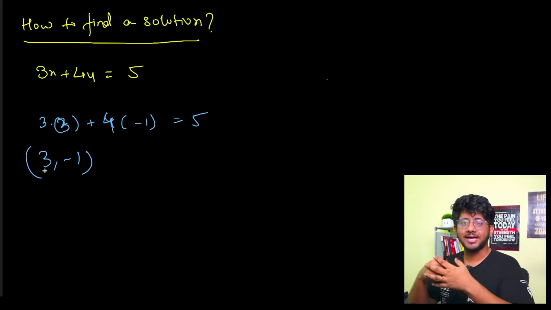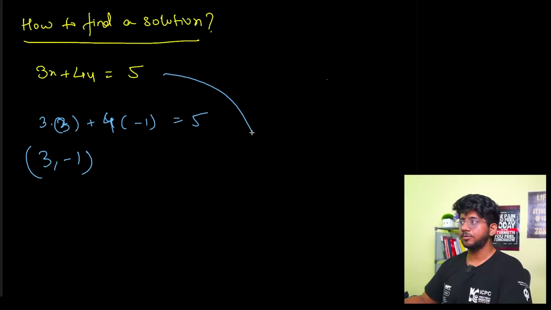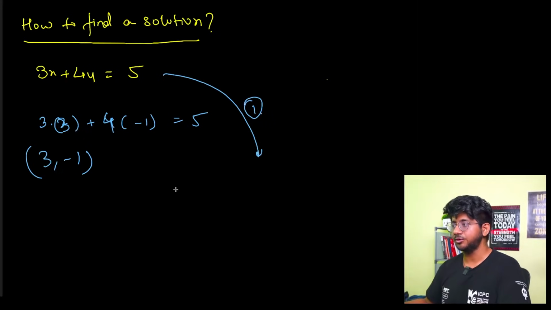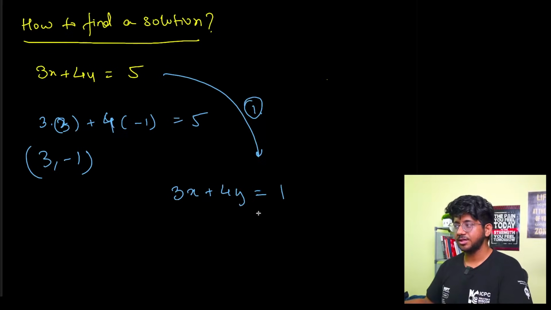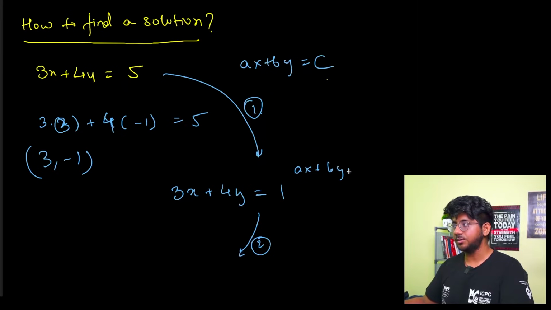But how do we find this algorithmically? The way to do that, the number one step, would be to find a solution for 3x plus 4y equal to the GCD of the two numbers, 1. GCD of 3 comma 4 is 1. So we will find the solution for this. And the next step would be to go to the equation equal to C. So the first step would be to convert AX plus BY equal to C into AX plus BY equal to GCD of A comma B, right?